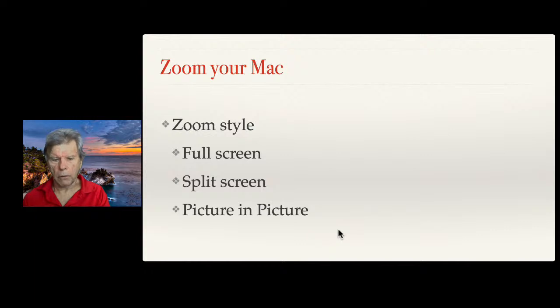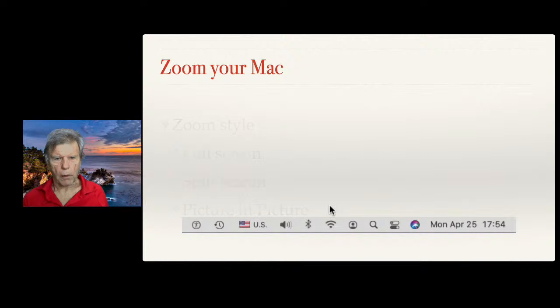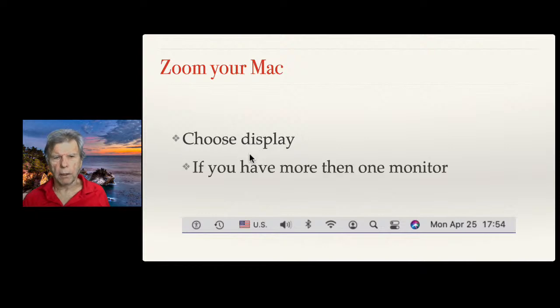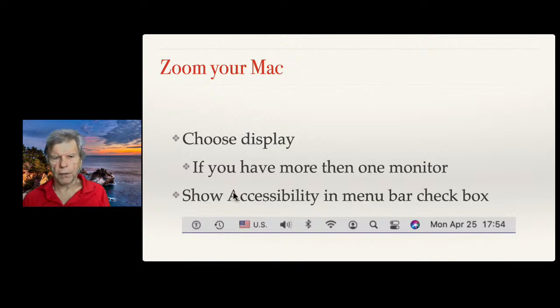Okay. So we're going to zoom out here, and that turned off. Hit Option Command minus, and that turned off picture in a picture. So you can also turn on the zoom feature on a second display if you have more than one monitor. And you can show the accessibility menu in your menu bar when you check a little checkbox at the lower left, and that's going to look like this.